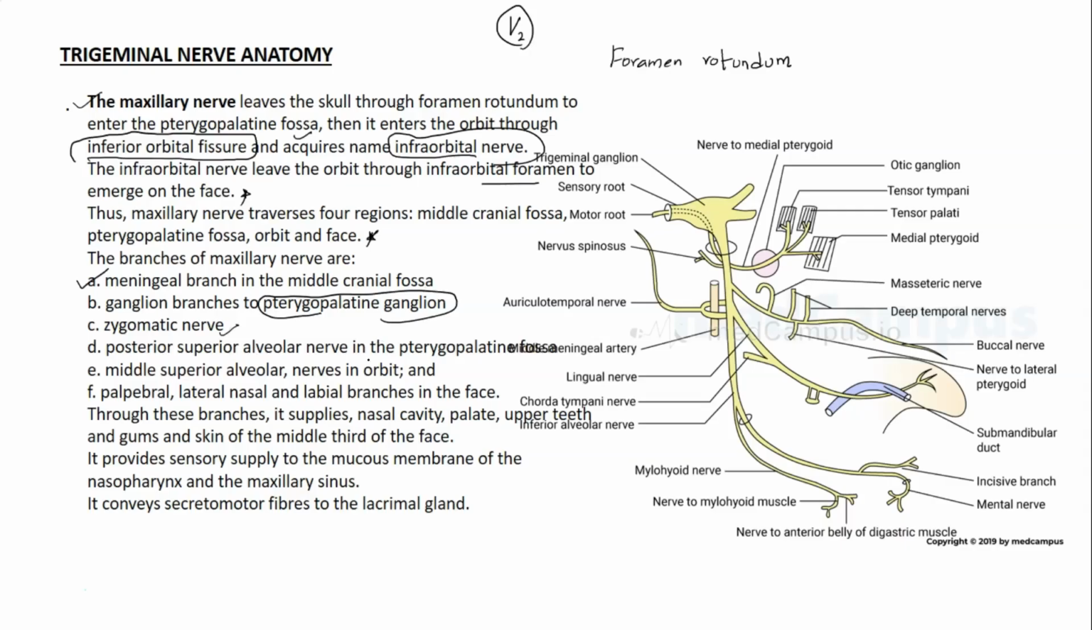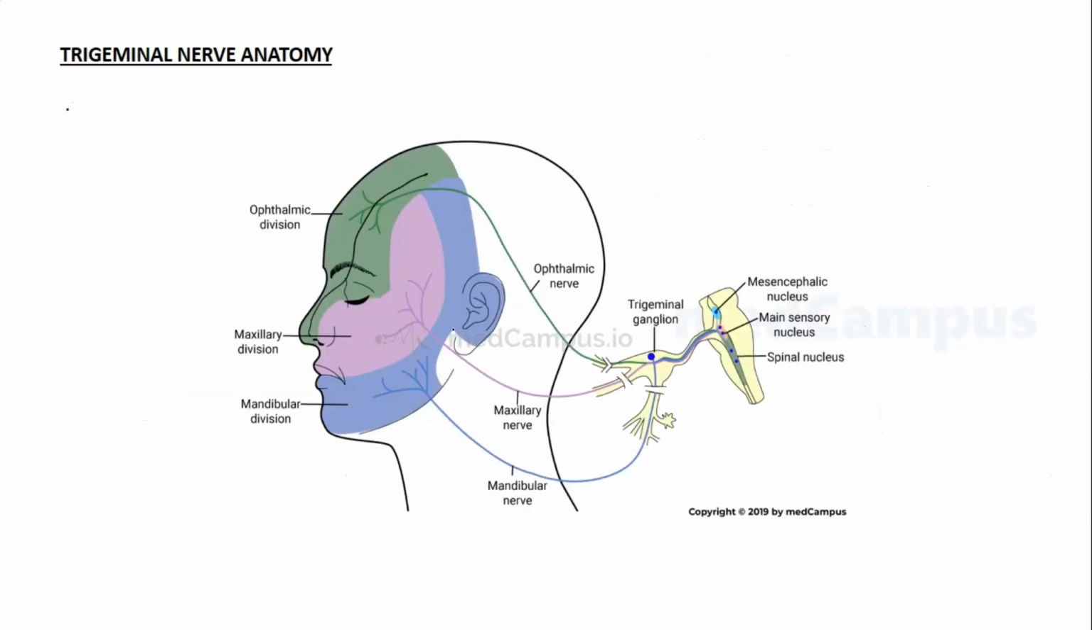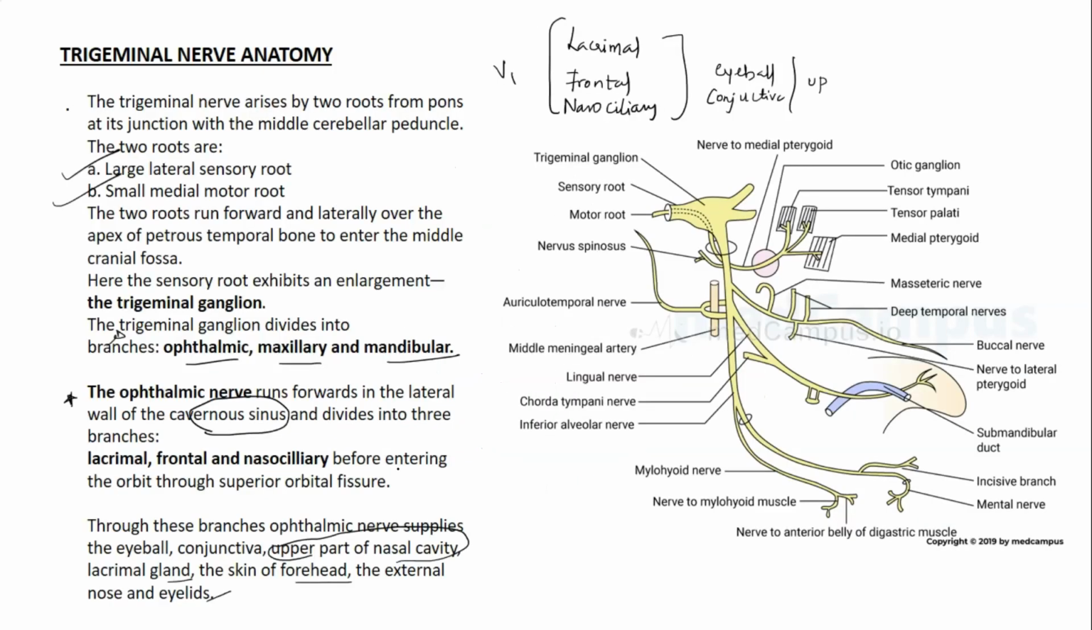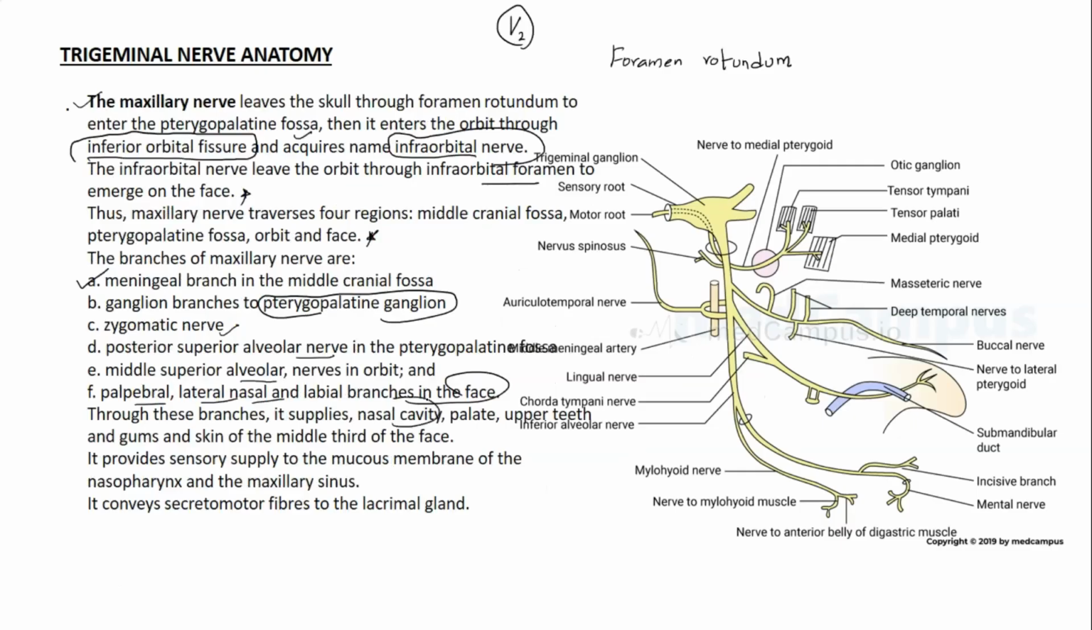And it also forms the posterior superior alveolar nerve, and the middle superior alveolar nerve in the orbit, and it also gives palpebral, lateral, nasal and labial branches within the face, and through these branches it supplies the following area. So let me read out what is that area which I just highlighted: nasal cavity, palate, upper teeth and gums, and skin of the middle third of the face. And it is also providing sensory supply to the maxillary sinus. And finally, it also has secretomotor fibers which are given to the lacrimal gland.